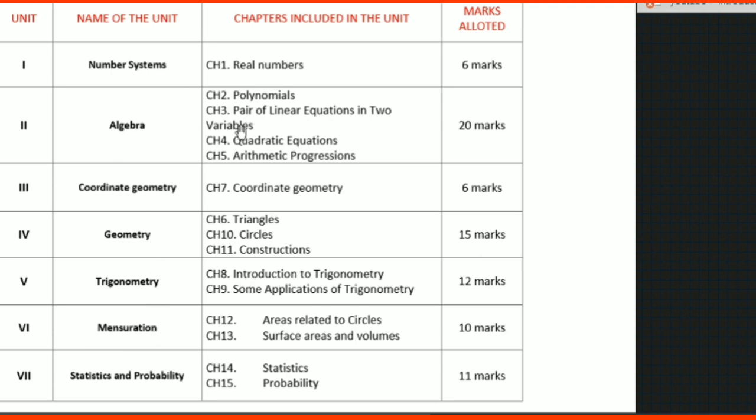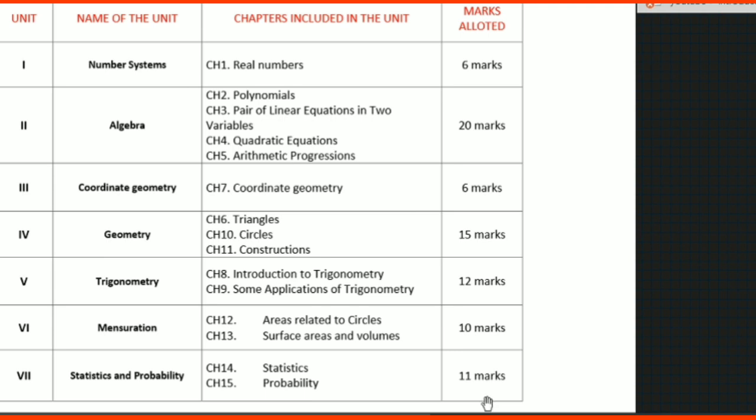See, algebra, there are 4 chapters, 20 marks. So if you prepare algebra thoroughly, 20 marks are in your hand. And then trigonometry, these 2 chapters carry 12 marks. These marks allotted, I did by analyzing the sample question papers released by the board. I did this work, right?